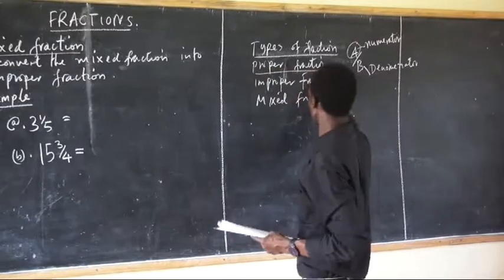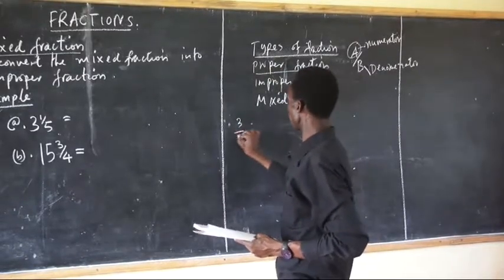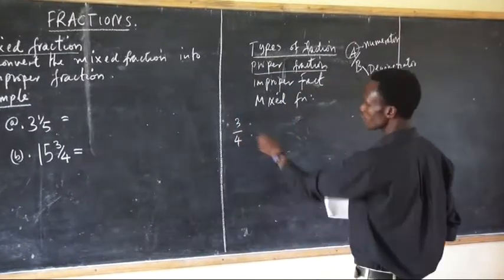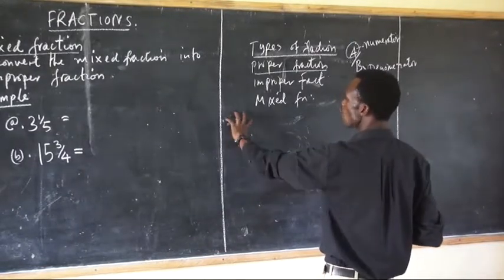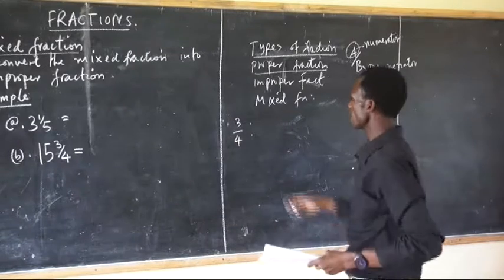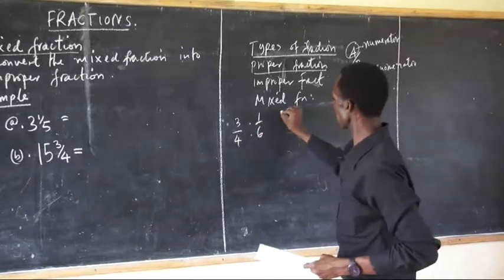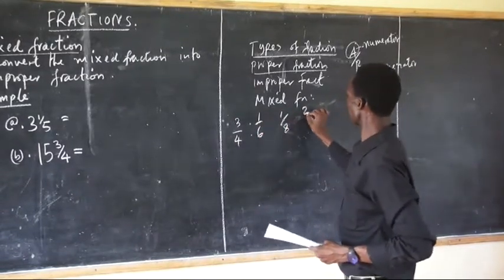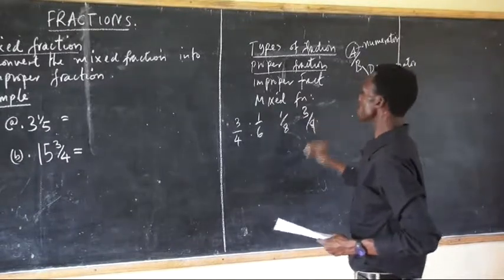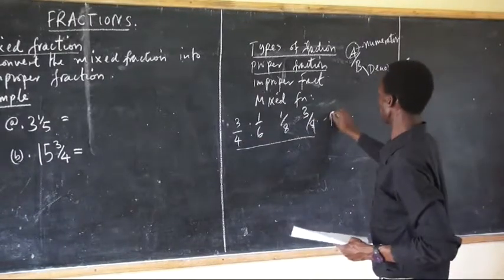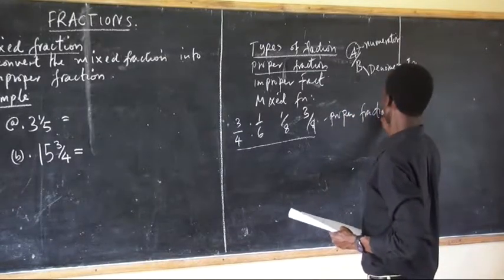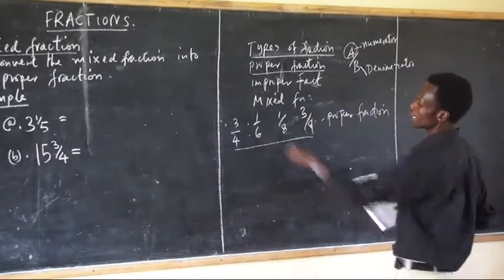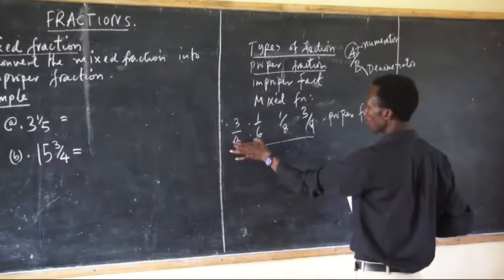When you talk about proper fraction, you have 3/4. This is called a proper fraction because 3 is smaller than 4. The same applies to 1/60, 1/80, and 3/9. These are all called proper fractions. Why? Because the numerator is smaller than the denominator.